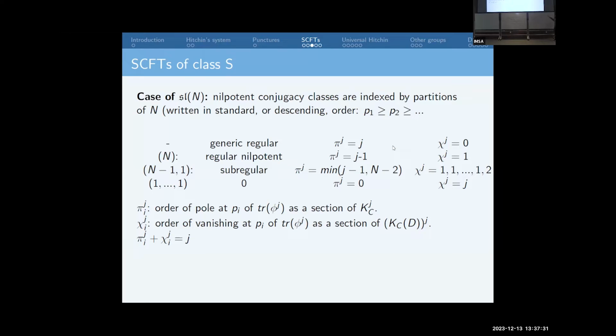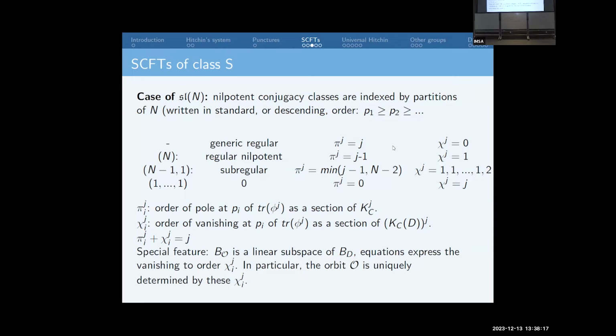In other words, you can get the orders of the poles just by listing the numbers in the corresponding Young diagram, and you stutter every time you start a new row. So you see that for the regular case, that's all the Kaiser 0, and the Kaiser J pretty much by definition. In the regular uniform case, each of these comes down by 1. So the order vanishing is 1, so the pole is J minus 1, and so on.